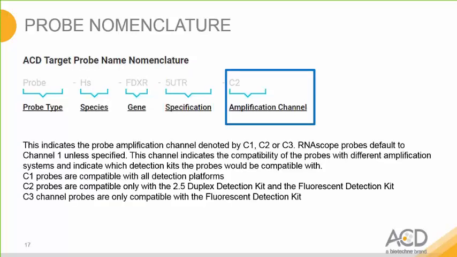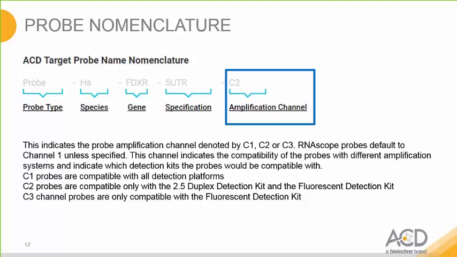The last denomination in the probe nomenclature refers to the channel. Channel segregation is required when multiplexing multiple probes on the same sample. RNAscope probes default to channel 1 unless specified. This channel indicates the compatibility of probes with different amplification systems and indicates which detection kits the probes would be compatible with. C1 probes are compatible with all detection platforms.